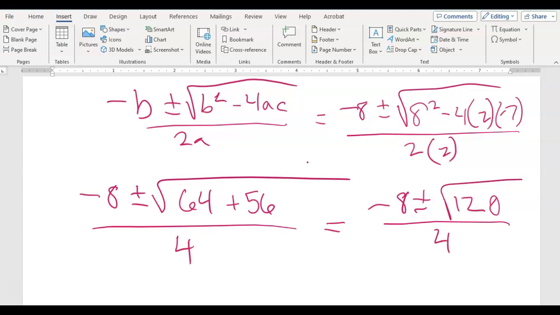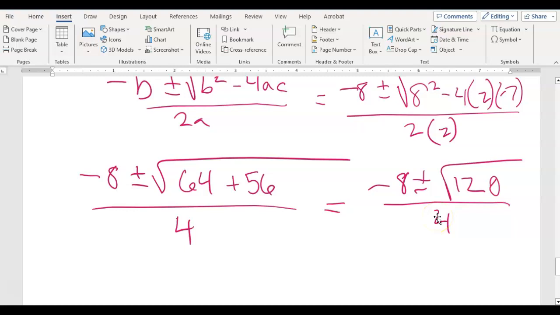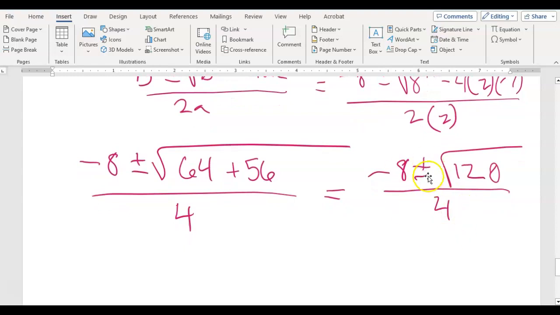120 is not a perfect square. So again, this is a situation where you will end up with something that is not super neat. And you can break up 120 into 2 different numbers to make it a perfect square, or you can just estimate your decimals using your calculator.